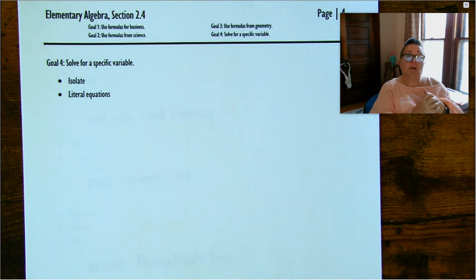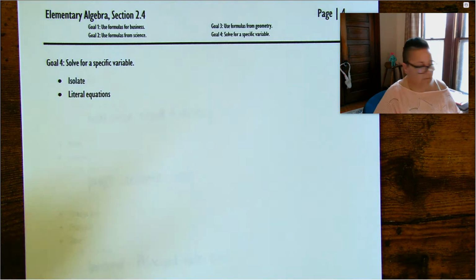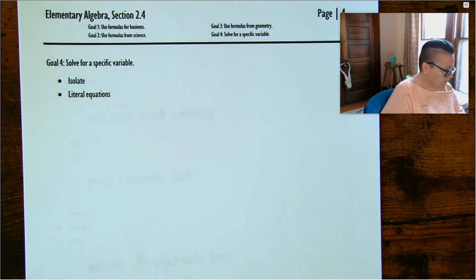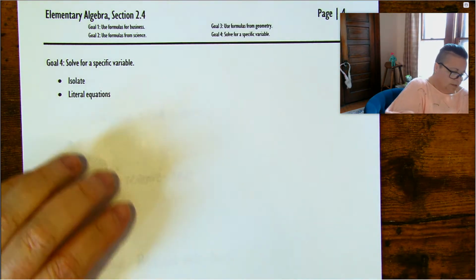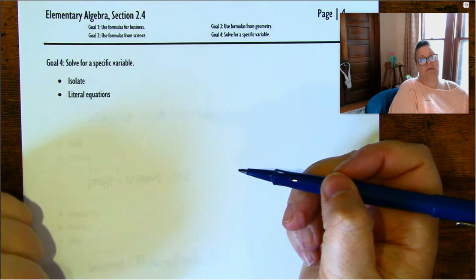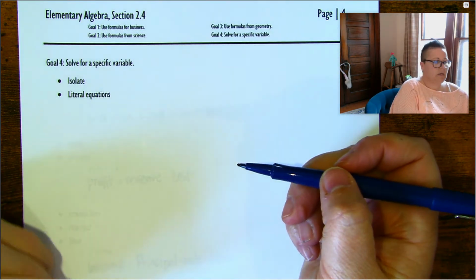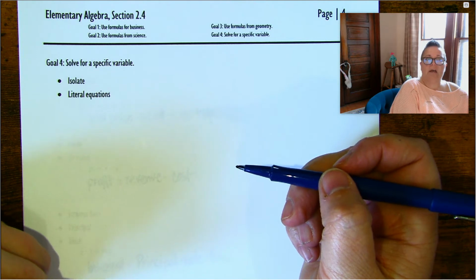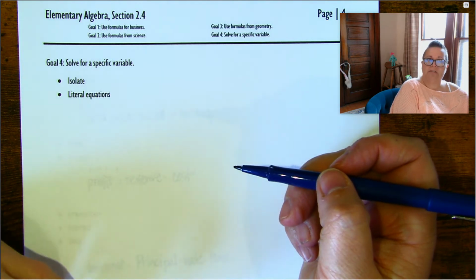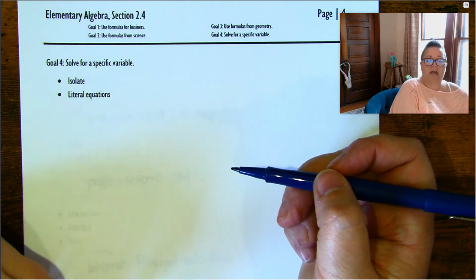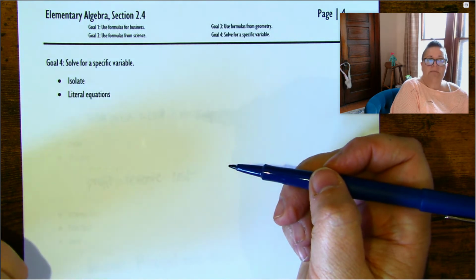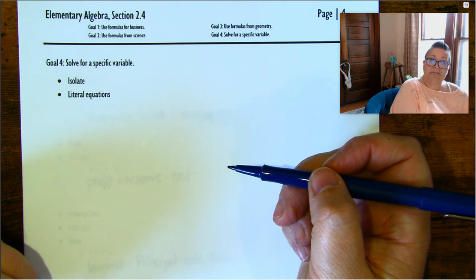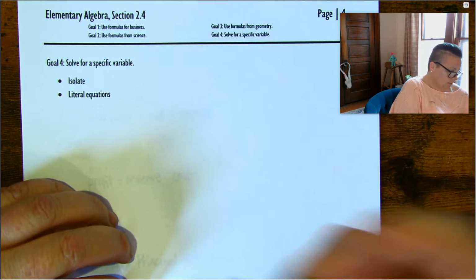All right, the fourth section. This is a little bit harder. This is known as literal equations. We're going to solve for a specific variable. We want to use some of the formulas that we have, and we're going to rearrange them. If you've taken a science class in the last few years, you may have done this in your science class previously. If not, it's okay. I'll show you some of the pitfalls here and some of the reasons I love them and some of the reasons you hate them.